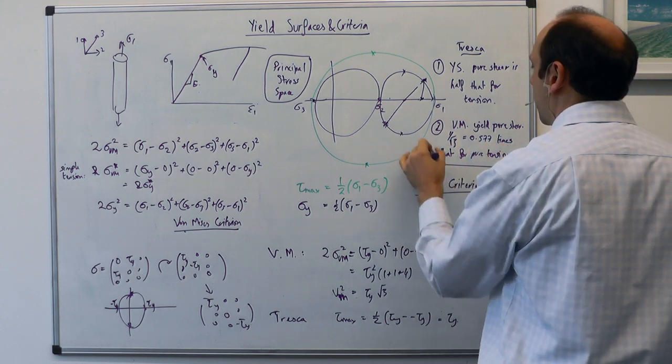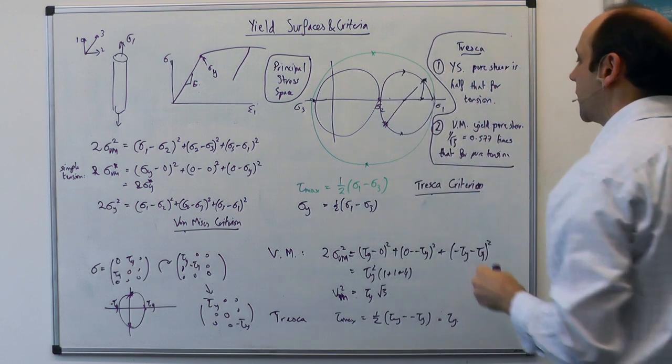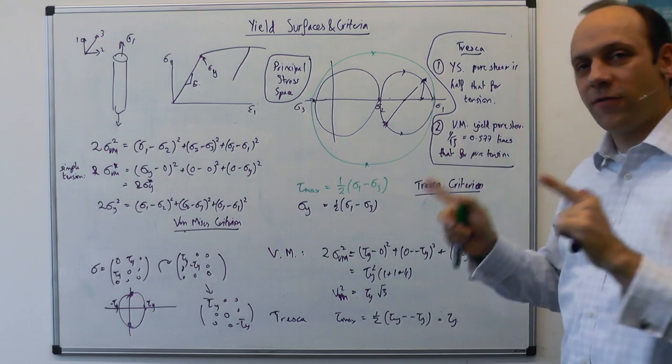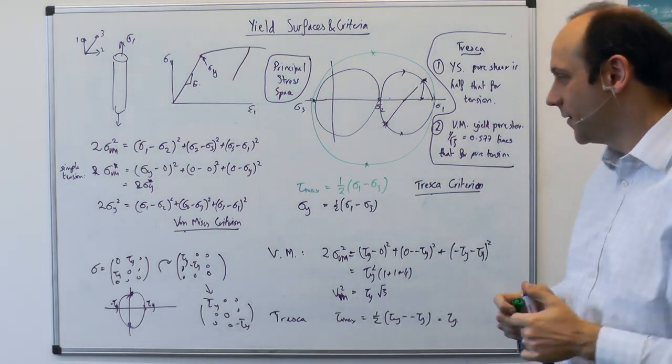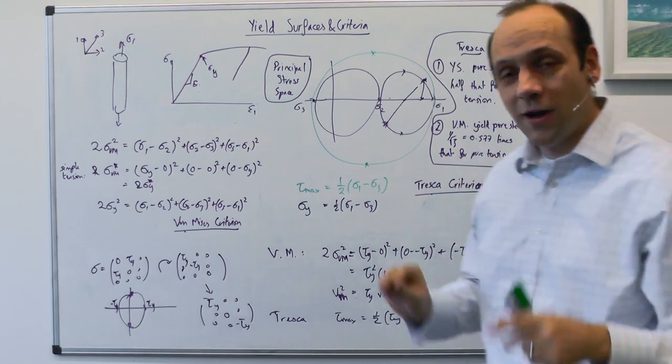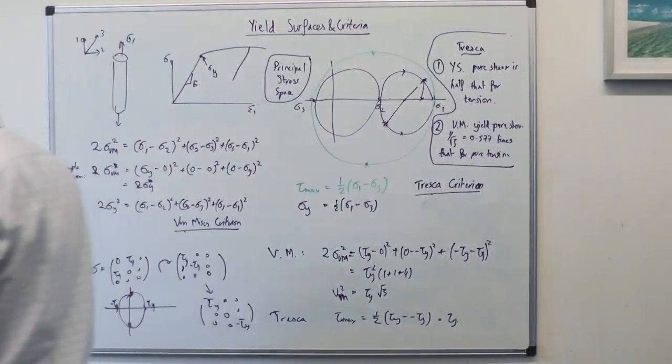So those are my two conclusions of this. And so the two yield criteria predict slightly different answers for pure shear. And that's very interesting. So I'll just clear the board and we'll explore that in a bit more detail.